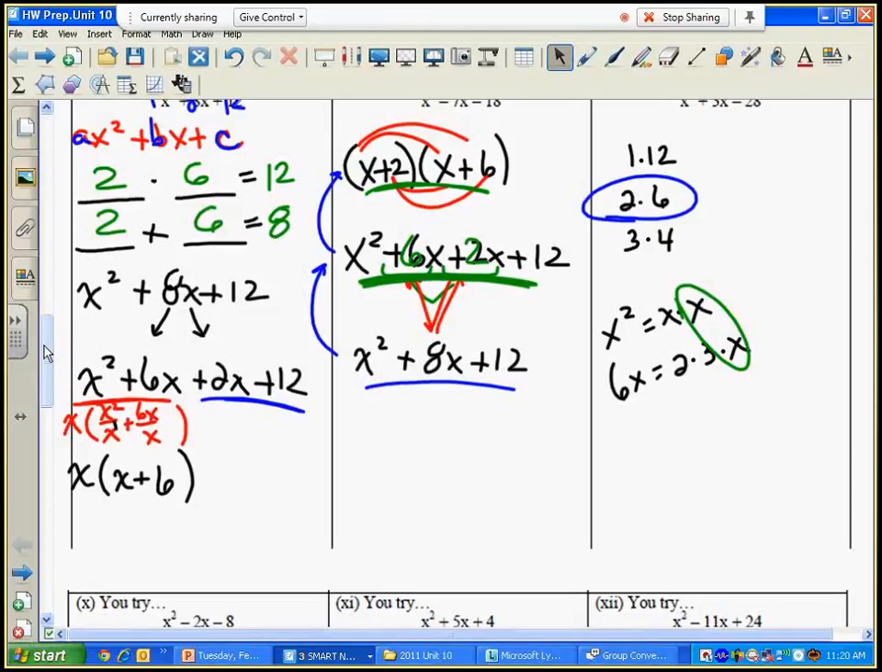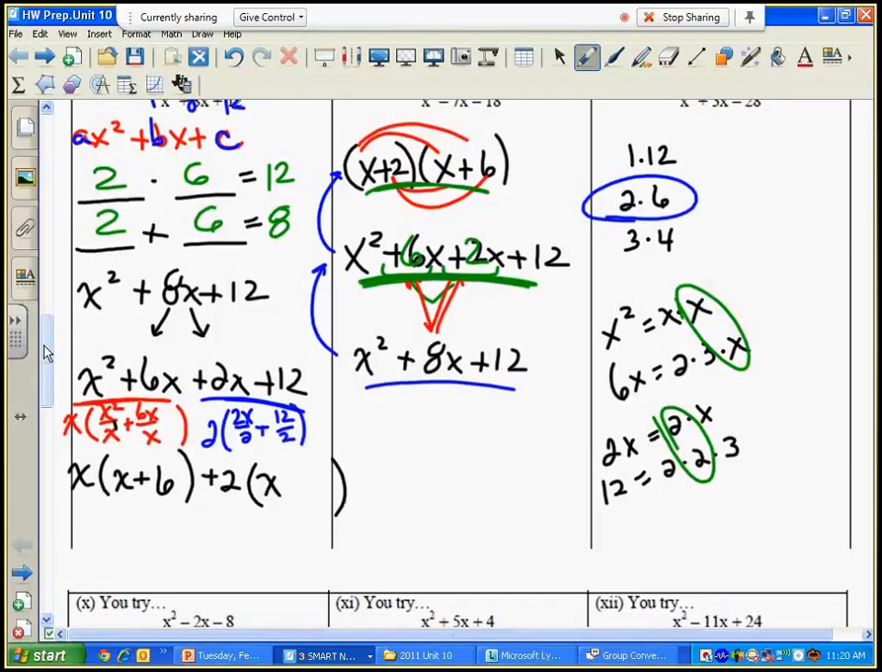Now let's do the second group. Let's do the 2x and 12. So 2x is just 2x. 12 is 2 times 2 times 3. And what they share is a 2. So let's take that 2 out. It's a positive 2, so we'll write a little plus. Let's see what that's going to look like. 2x divided by 2 and 12 divided by 2. 2x divided by 2 is just x. 12 divided by 2 is a 6. And that's what it looks like after we've taken the GCF out of the second group.